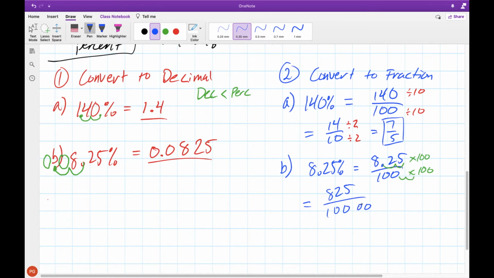Now I know this looks kind of scary, but we can reduce this. You'll notice that both of our numbers end in a 5, so we can divide the top and the bottom by 5. They still both end in a 5 or a 0, so we can divide the top and bottom by 5. And once we get it to this point, you can check for yourself, but there are no other numbers we can reduce this by, so this would be our final answer for our fraction.